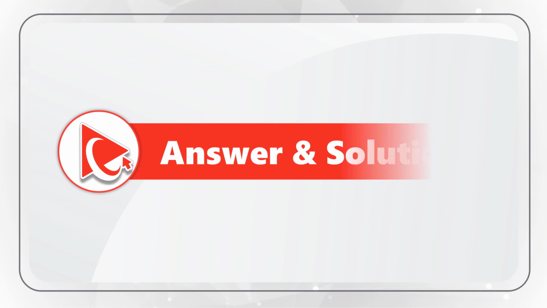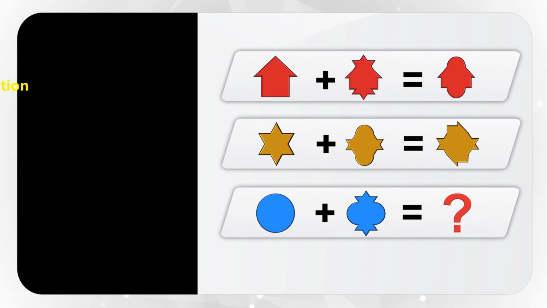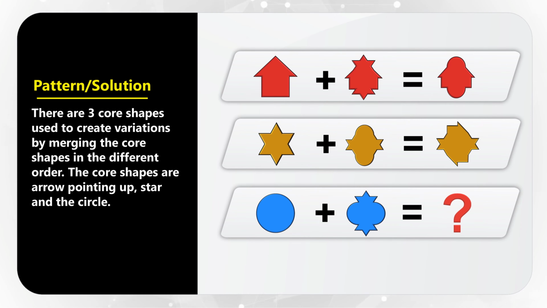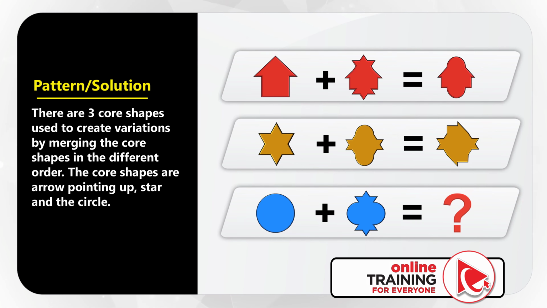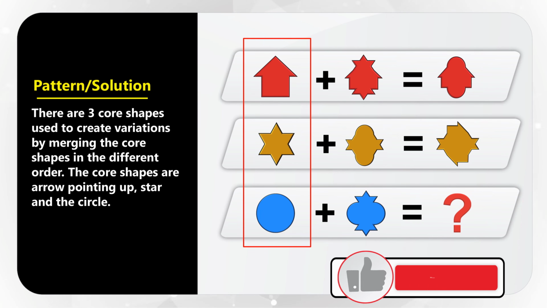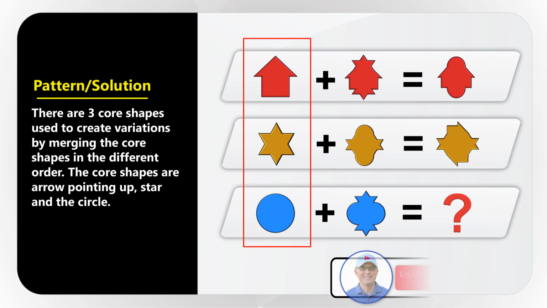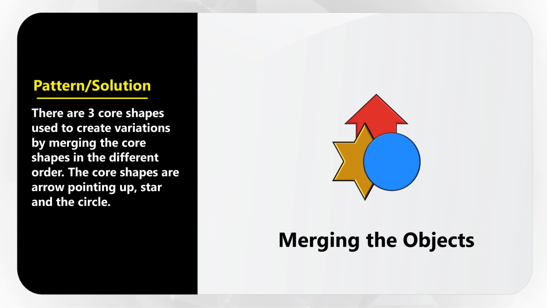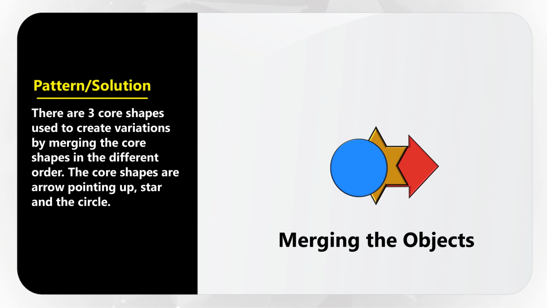To solve any challenge, the key is to find the pattern, and this question is no exception. The pattern here is rather unusual, but it still exists. There are 3 core shapes represented by objects in the first column. The core objects here are the arrow pointing up, the star, and the circle. And all remaining objects are just variations created by merging core objects into another object.